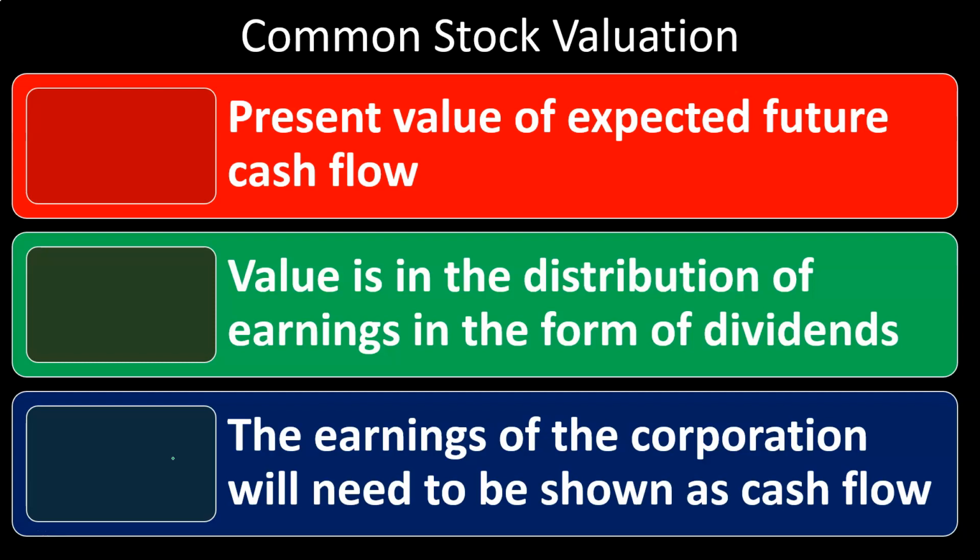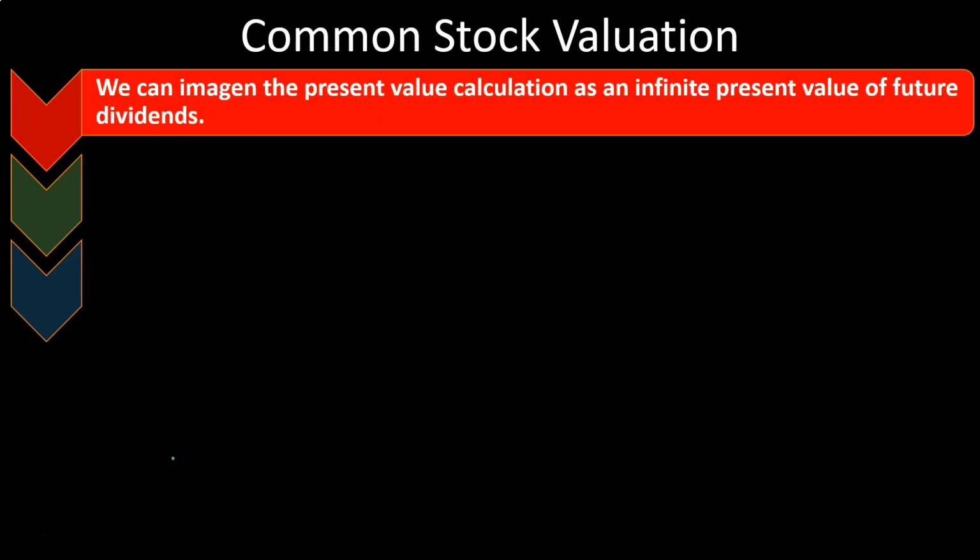So the earnings of the corporation might not be distributed as dividends, but we still are thinking of them as basically something that will be distributed at some point in time. We have to assume that the cash flow of the company or the earnings of the company can be put into cash flow in some way, shape, or form so that we can then value the company using our present value type of analysis.